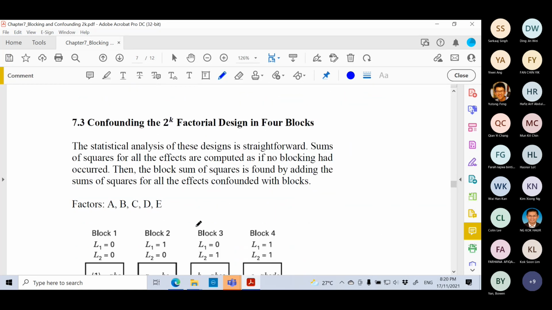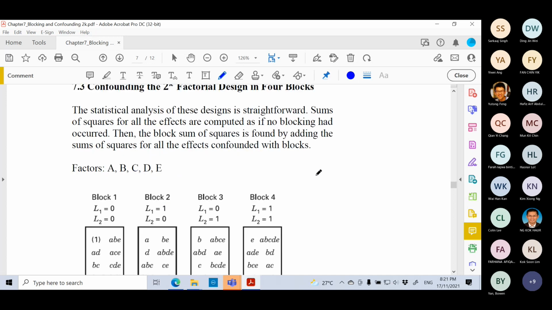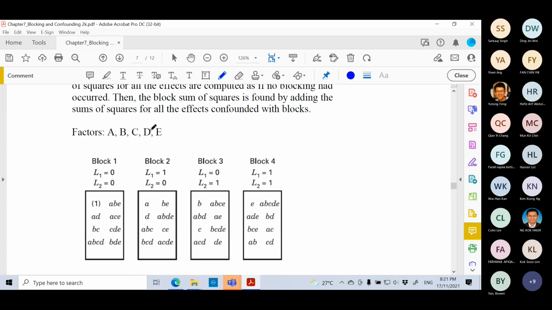Similar to the first statement here, you calculate the sum of squares for all the effects as if no blocking had occurred. Then the block sum of squares is found by adding the sum of squares for the effects confounded with the block. Those are the effects confounded with the blocks. So what is the meaning of this? I will give you an example here.